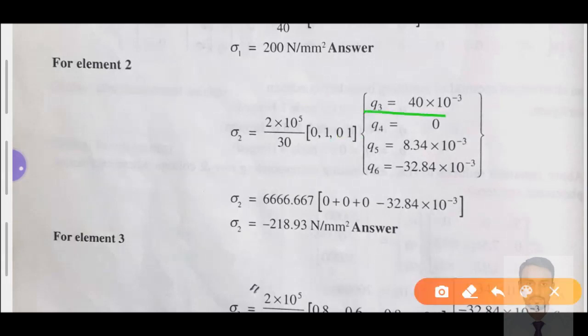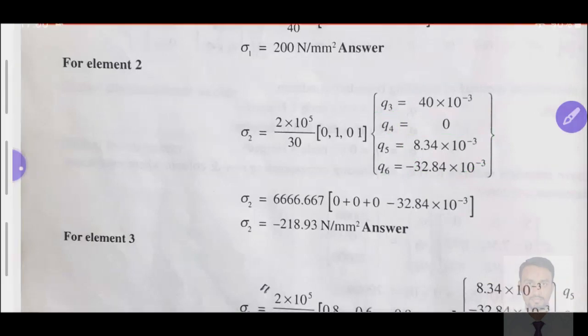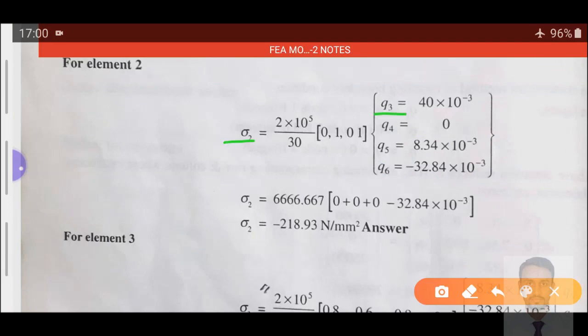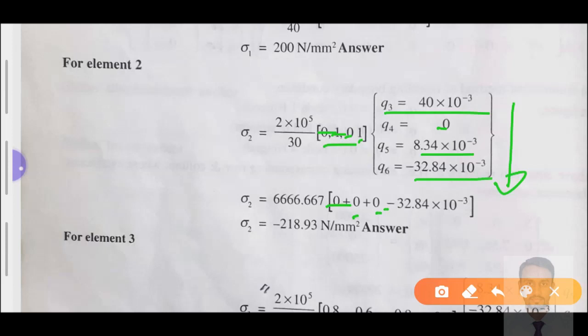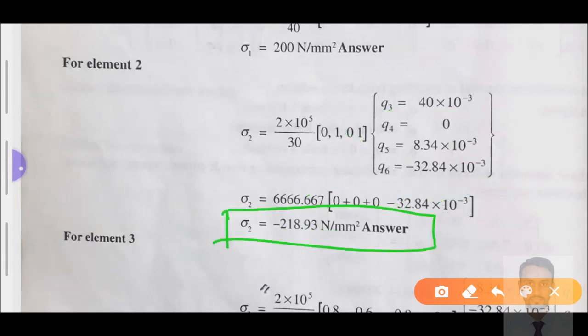Then we have found the Q3 value, and we have found Q4, Q5 and Q6. Substitute all the values here. We know why Q3 is written here: the element starts from node number 2, which contains Q3, Q4, Q5 and Q6. Based on that, we have taken Q3, Q4, Q5, Q6 for element number 2. Resolve that as usual, as in the previous method. We have 0 into this value is 0, plus 1 into 0, 0 into this value is 0, plus 1 into this value, which becomes minus. Multiply this value with this, and we'll get the answer 218.98 Newton per millimeter square.